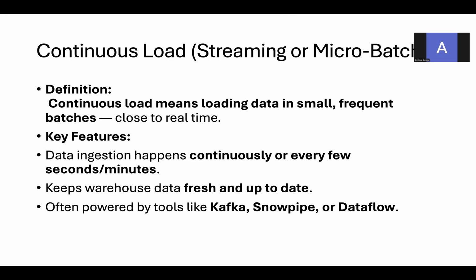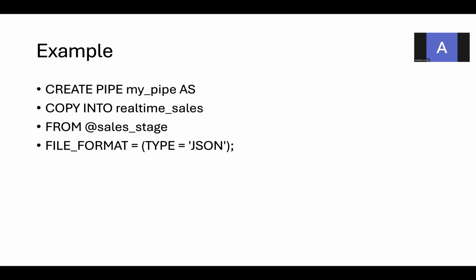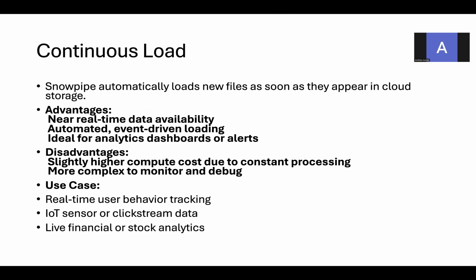It keeps warehouse data fresh and up to date. As you are going to receive it every minute, there will be no delay. If there is any change in the source of the data, it will be reflected immediately. It is often powered by tools like Kafka, Snowpipe, and Dataflow. You should create a pipe for this. You should use the COPY INTO command to load the table from the external stage, and the file format is JSON. These are the commands you have to maintain for the continuous data loading.